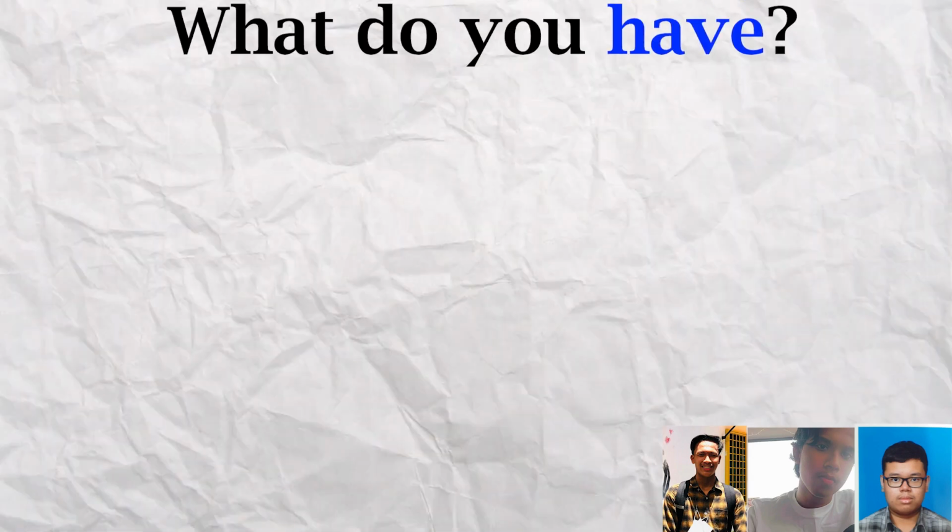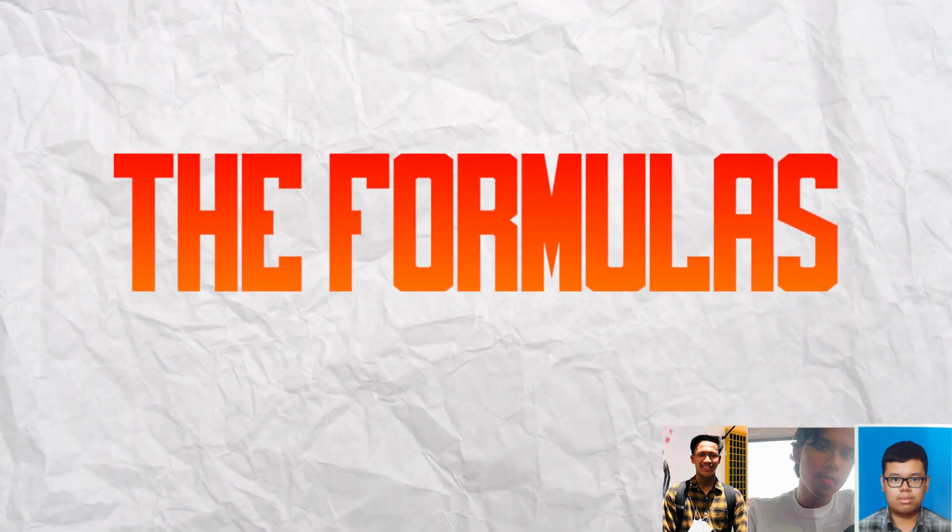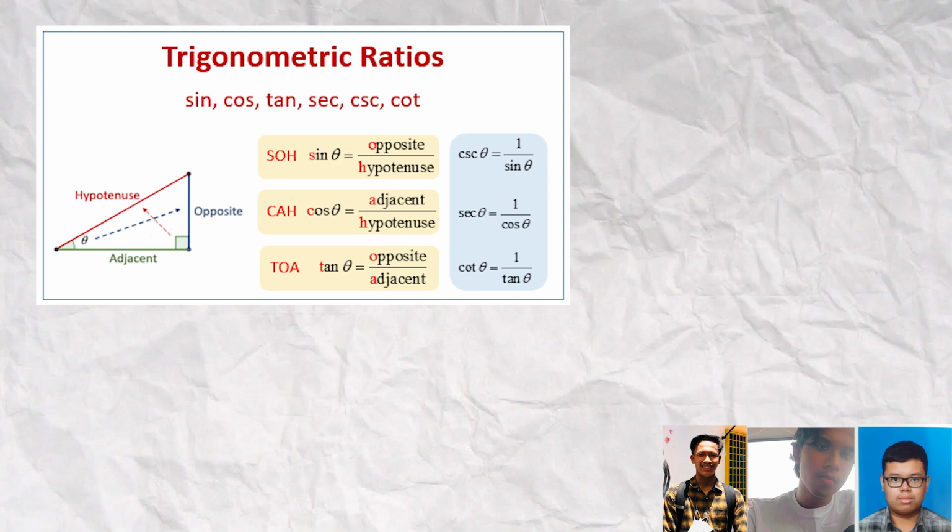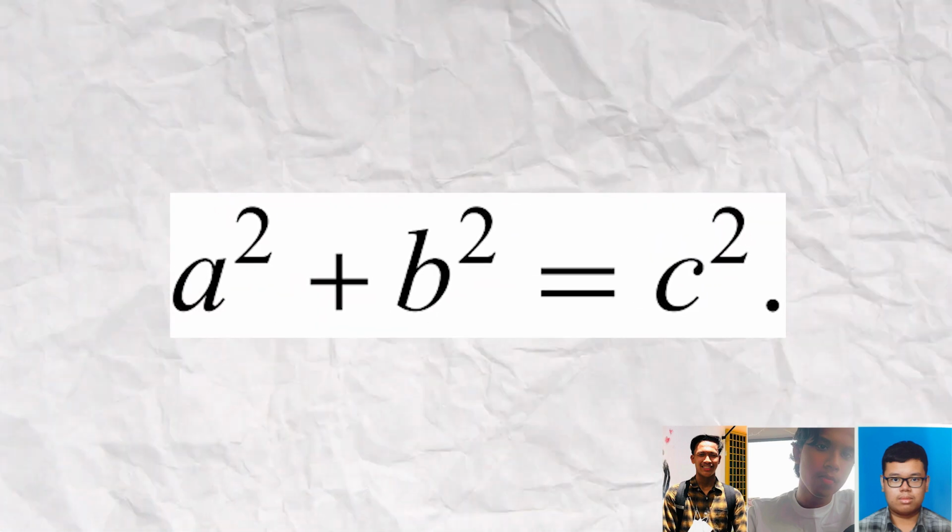After you figured out what you have and what you need, you can now consult the formulas. In this chapter, there are 4 main formulas worth memorizing. The 3 trigonometric ratios and Pythagoras' theorem. Let's start with Pythagoras' theorem. A squared plus b squared equals c squared.